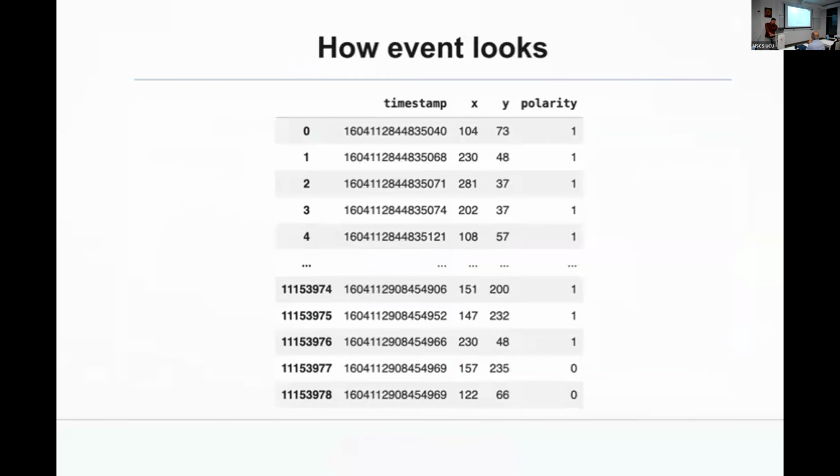How does an event look? An event consists of 4 parameters. First one, timestamp. Second and third, the pixel coordinates, and the fourth is polarity. If brightness goes up, we put 1. If brightness goes down, we put 0. Here you see approximately 11 million events, and these events are for 64 seconds.